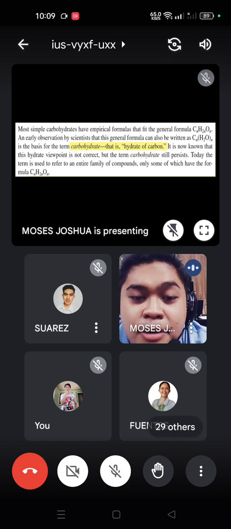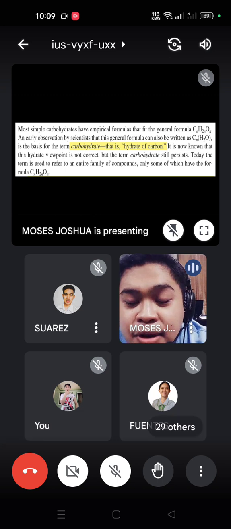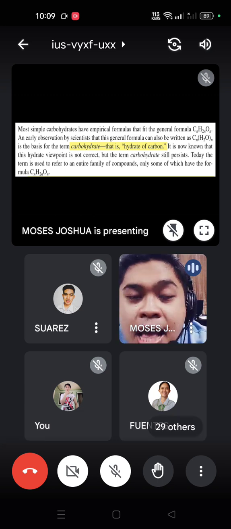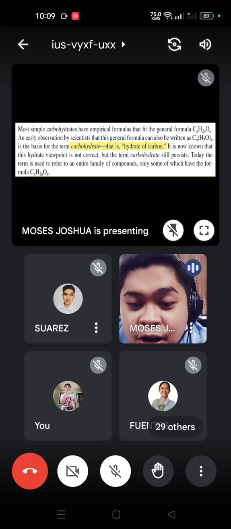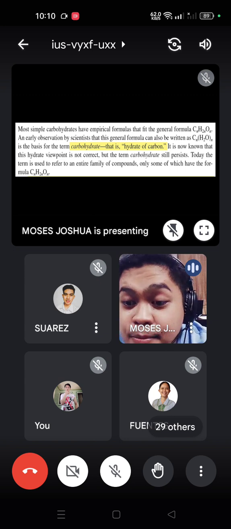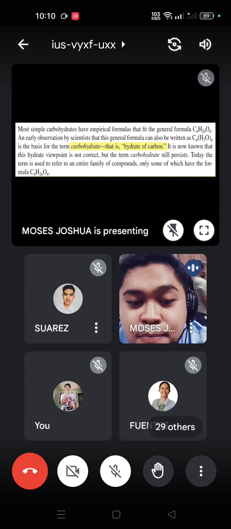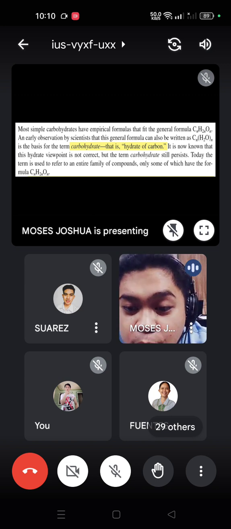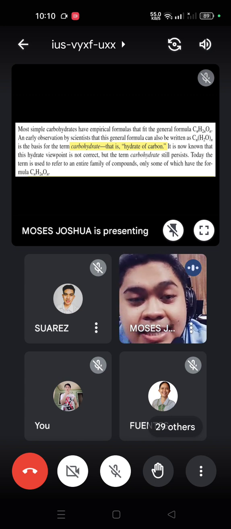When we say a hydrate of carbon, it means its empirical or structural formula includes a water molecule. So it's very clear from this general formula that they saw water in the carbohydrate. Although this is not a correct viewpoint, because in reality there is no water found in carbohydrate. It is only because of its general formula that it seemed to have water. That's why they derived the name carbohydrate as hydrate of carbon.